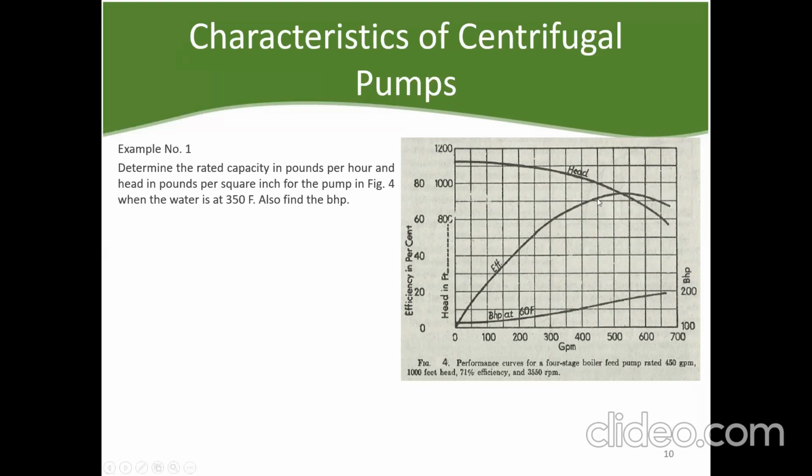So ito yung figure natin. Performance curve for a 4-stage boiler feed pump rated at 450 GPM, 1,000 feet head, 71% efficiency, and 3,550 RPM. Okay, so ito yung rating niya. Rating niya laging nasa gitna. 450 at best efficiency, 1,000. So yan ang rating niya. So speed ng impeller is 3,550 RPM.